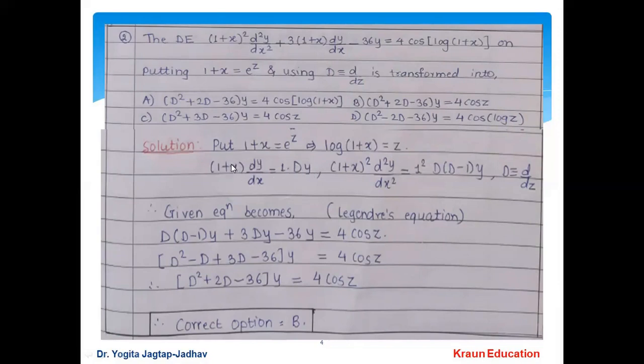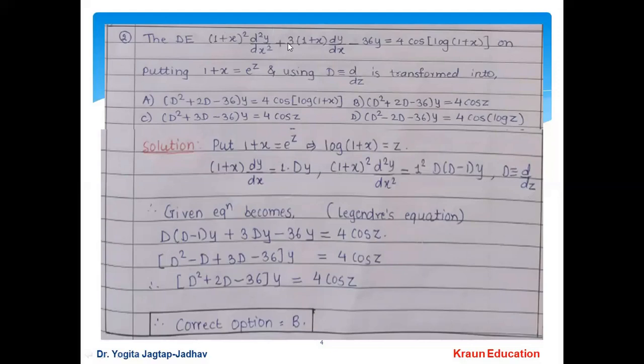Because the coefficient of x is equal to 1, here we have 1 into dy plus the second order derivative term, that is (1 plus x) whole square d square y by dx square, reduces to the form of 1 square into D(D minus 1) operating on y, where this D stands for d by dz. Therefore the given Legendre's equation reduces to the form of D(D minus 1) operating on y.